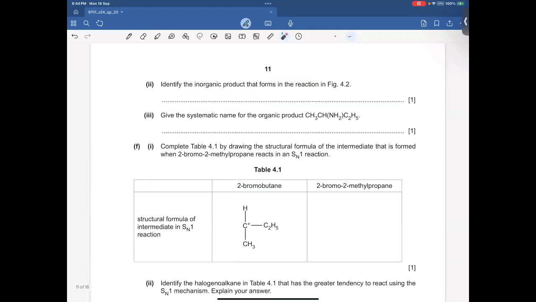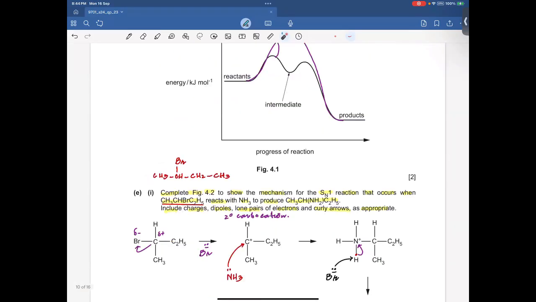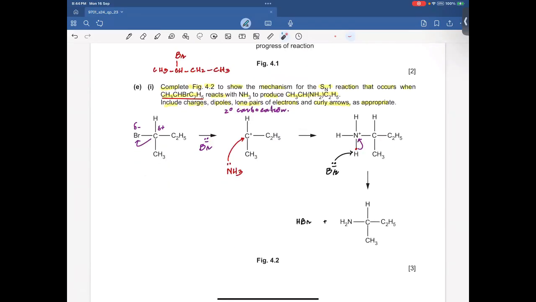Okay, identify the inorganic product that forms in the reaction in figure 4.2. Inorganic product. See, the solution has HBr, the solution has ammonia. So this is alkali, this is acid. Both of them react together to give ammonium bromide. So ammonium bromide would be the inorganic product, which is formed due to the reaction between these two species.